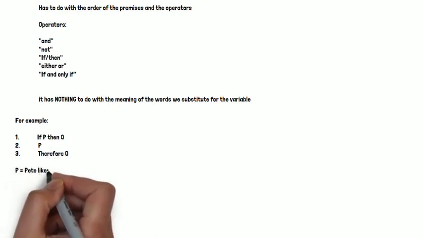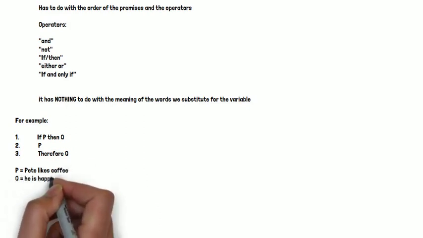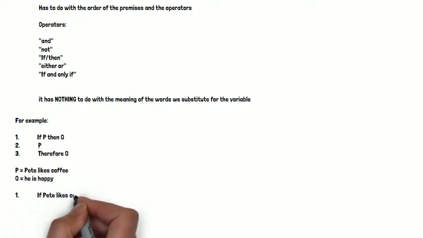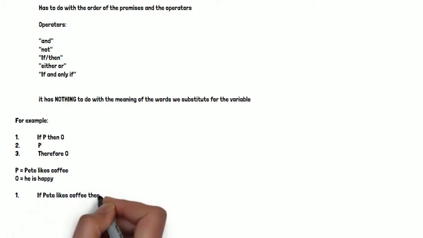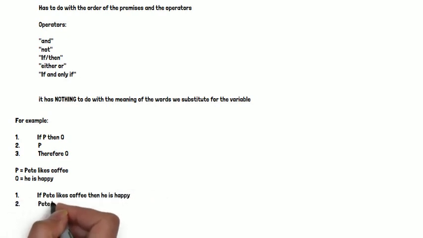Here you could substitute the P and the Q like this. P equals Pete likes coffee. Q is he is happy. You can see the argument then like this. 1, if Pete likes coffee, P, then he is happy, Q. 2, Pete likes coffee, P. 3, therefore he is happy, Q. So this is a valid argument. It has a correct structure. That doesn't mean that it's true.